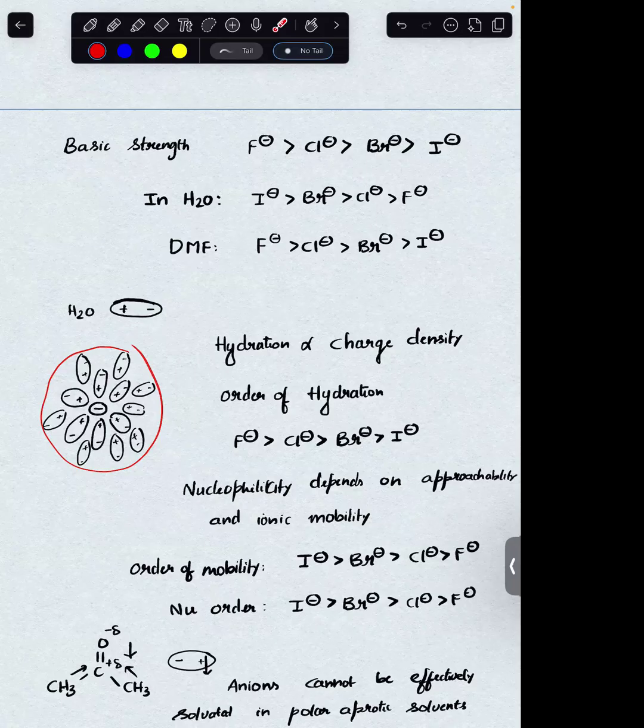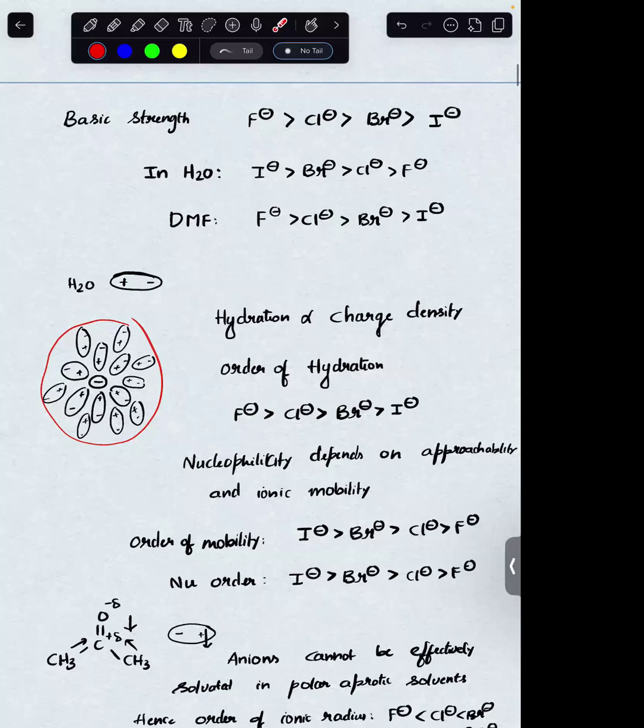Okay. So the magnitude of solvation or hydration is directly proportional to charge density, right? So the order of hydration is F minus highest, followed by Cl minus, Br minus, I minus. If this is the order of hydration, the order of nucleophilicity will be exactly reverse. Nucleophilicity depends on approachability and ionic mobility. So the nucleophilicity order will become I minus greater than Br minus, Cl minus, F minus.